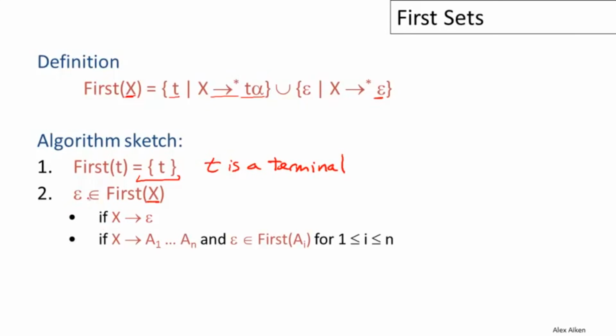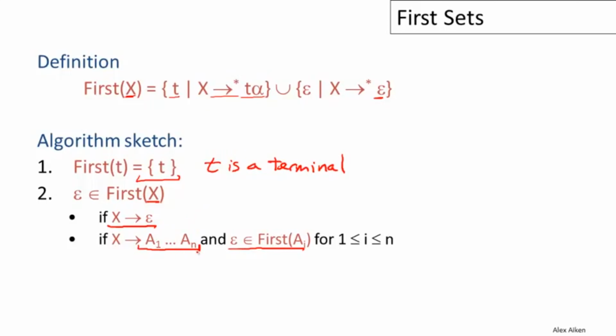And what are going to be the conditions when epsilon is in the first of X? Well, if there's an epsilon production, if X goes immediately to epsilon, then obviously X can produce epsilon, and epsilon should be in the first of X. But also, if X can produce any other right-hand side where everything on the right-hand side can go to epsilon, then the whole right-hand side can go to epsilon. So in that case, also, epsilon is in the first of X. And notice that this can only potentially happen if all of the A_i's here are non-terminal symbols themselves. Obviously, if there's any terminal symbol on the right-hand side, then that production can never go completely to the empty string.